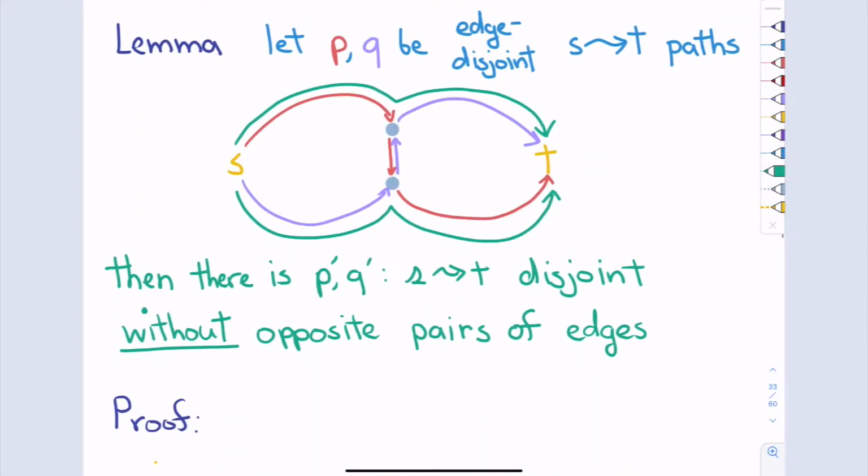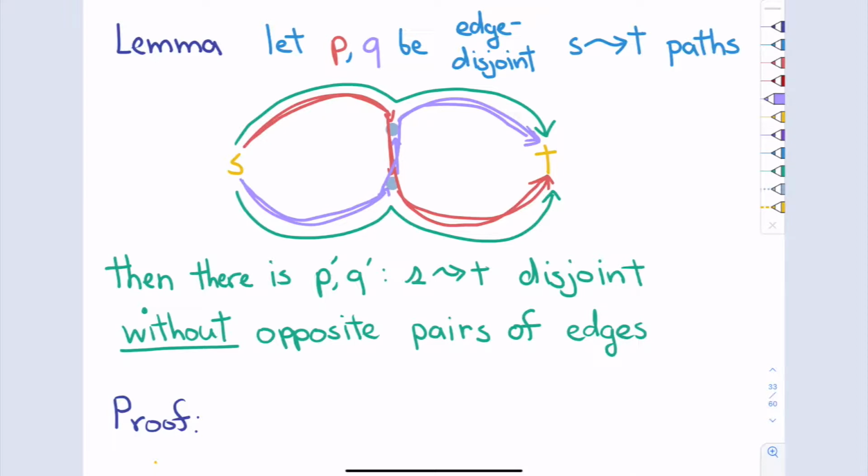Okay, so in general, let's say that I had two edge disjoint paths. The red would be one edge disjoint path. The purple would be another. And suppose they had an opposite pair of edges. So there's some edge where one goes forwards, one goes backwards.